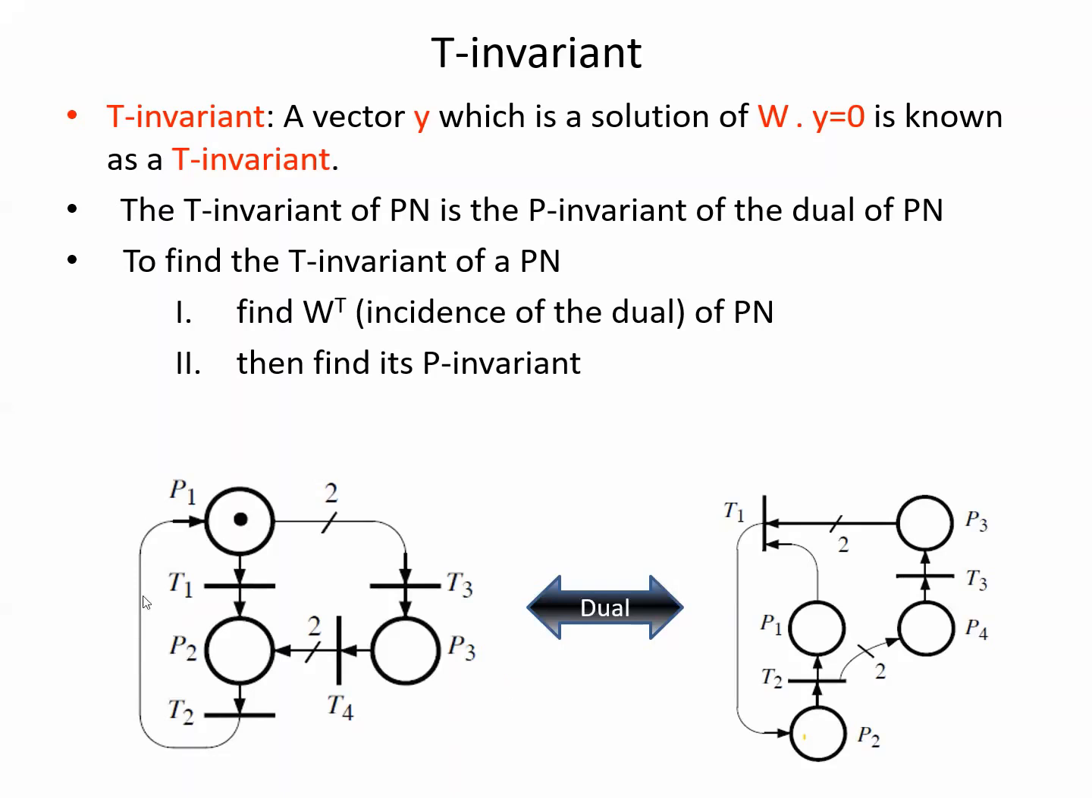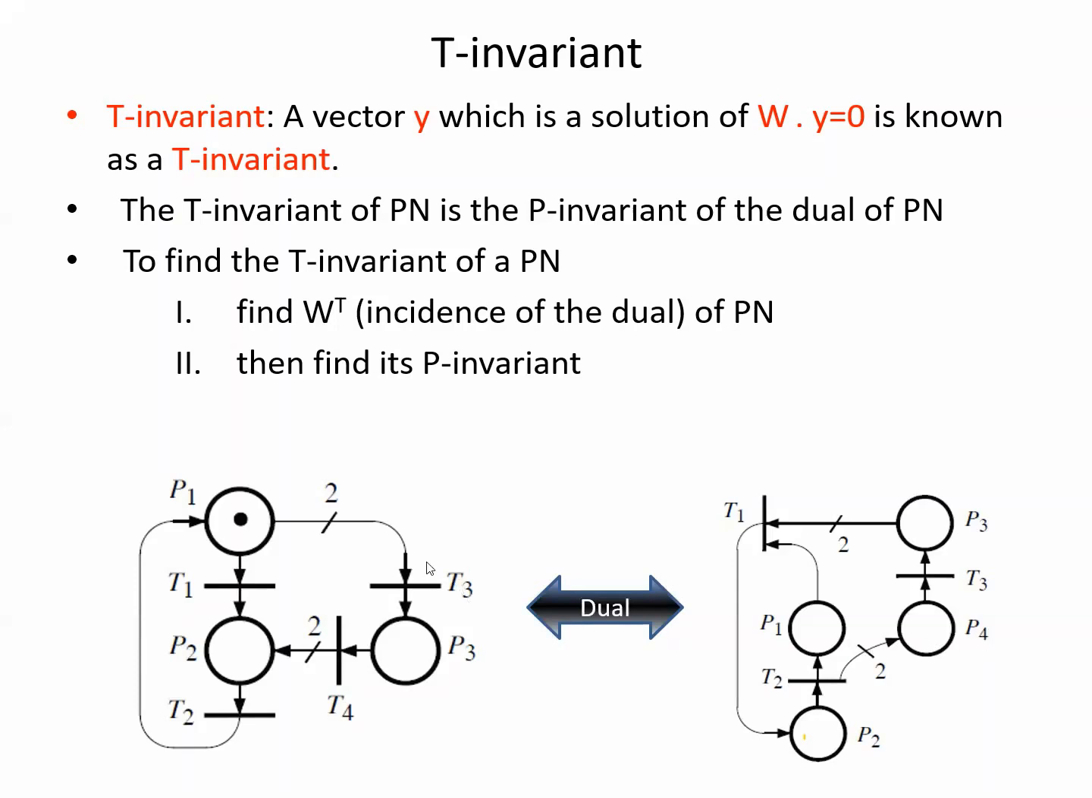Suppose this is a Petri net with 3 places and 4 transitions: T1, T2, T3, T4, and 3 places P1, P2, P3, and we have these arc weights. Now to find the dual, you have to replace all the places by transitions. So P1 becomes transition T1, place P2 becomes transition T2, and place P3 becomes transition T3. And now replace all 4 transitions by places. So T1 becomes place P1, T2 becomes place P2, T3 becomes place P3, and T4 becomes place P4.